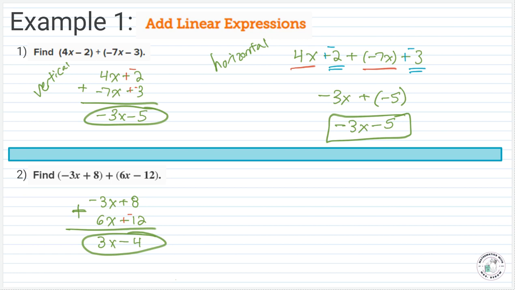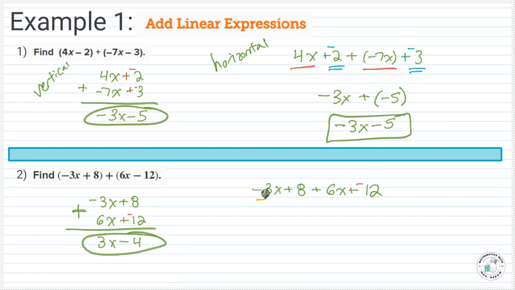Essentially with the horizontal method, we're just going to drop the parentheses. So I'm going to write it as negative 3x plus 8 plus 6x, and then we have minus 12. I'll just clean this up a little bit by writing this plus negative so I don't hopefully forget that negative sign in there. And then we just combine like terms.